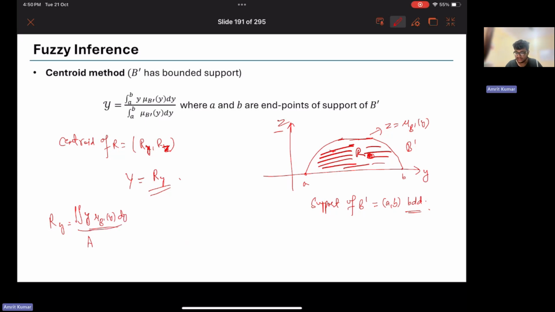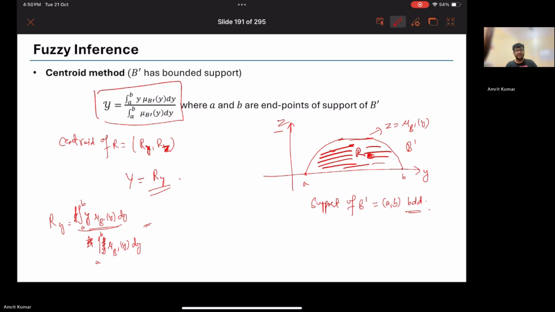And this is basically the area of the region R. Now, this R is basically the area subtended by the membership function of B dash with the horizontal axis. So the area can be expressed pretty straightforwardly. It's nothing but the integral from A to B, right? And similarly this. Okay. So the horizontal coordinate of the centroid of region R is basically given by this formula, which is what I have written here.